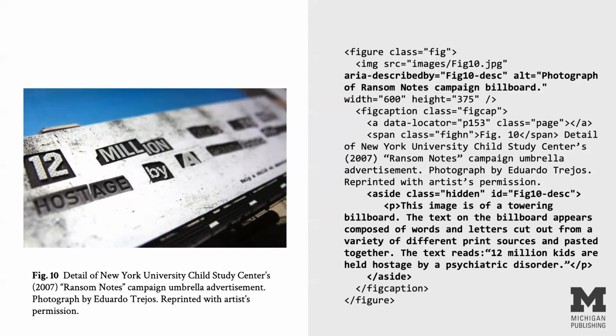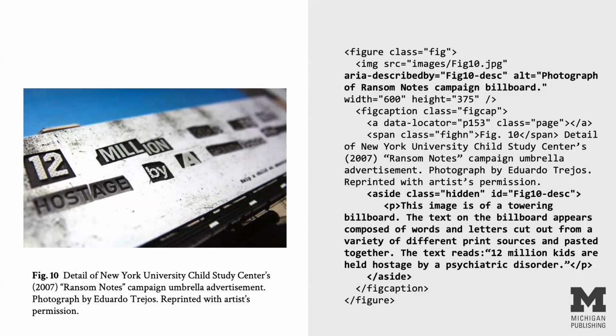But it's the long description towards the bottom in the bold text on the right that goes into a lot more detail about what the sighted reader is actually seeing. This image is of a towering billboard. The text on the billboard appears composed of words and letters cut out from a variety of different print sources and pasted together. The text reads, 12 million kids are held hostage by a psychiatric disorder. So this really gives a feel for the difference between alt text and long description.